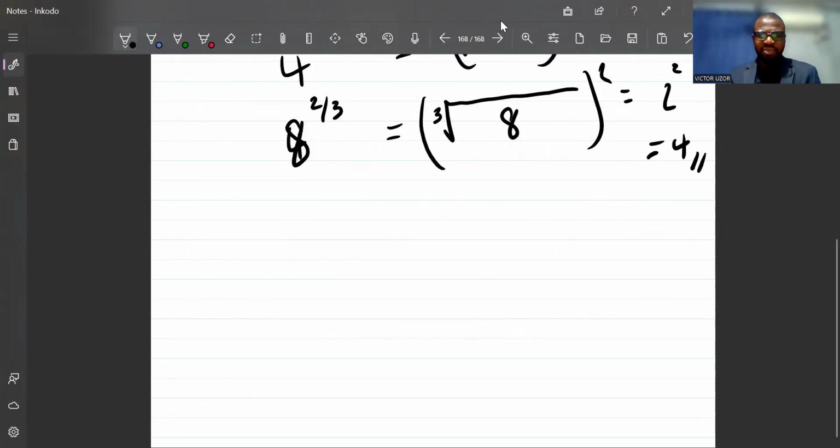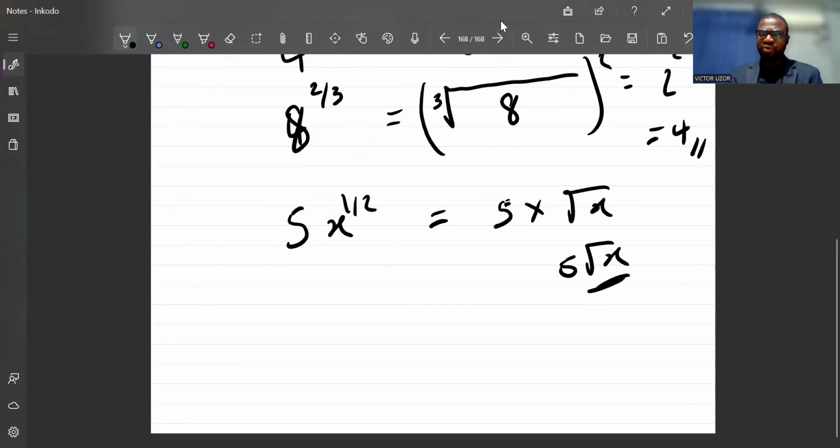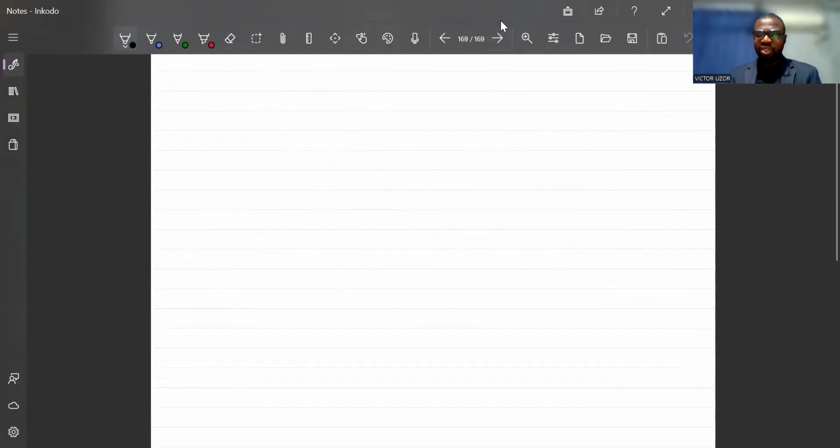If I have 5 times x raised to power half, it is the same thing as 5 times square root of x. If I have a case where you have 5x raised to power 3 over 5, it is going to be 5 multiplied by fifth root of x raised to power 3.